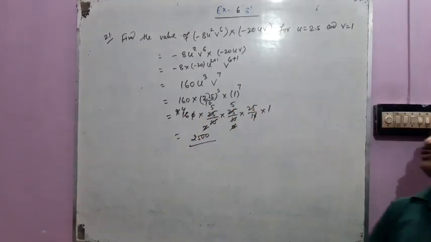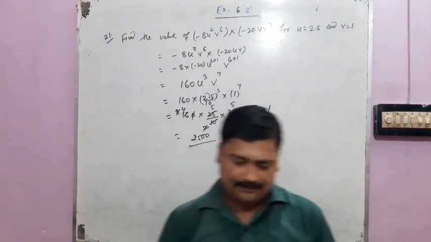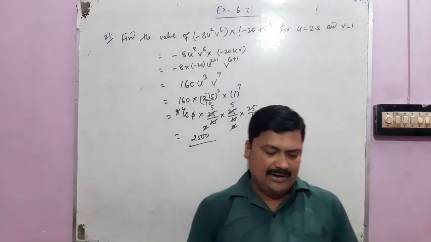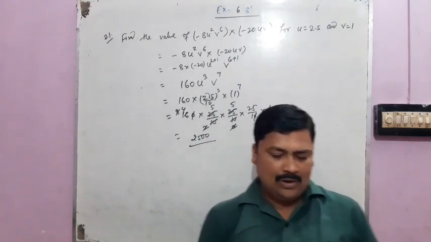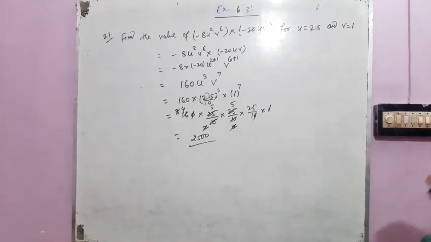Any confusion students? So in this way you can solve question number 21. Now in the next questions, question numbers 22, 23, 24 and 25 are all the same, so we are going to solve question number 25. But before that we have to clean the board.